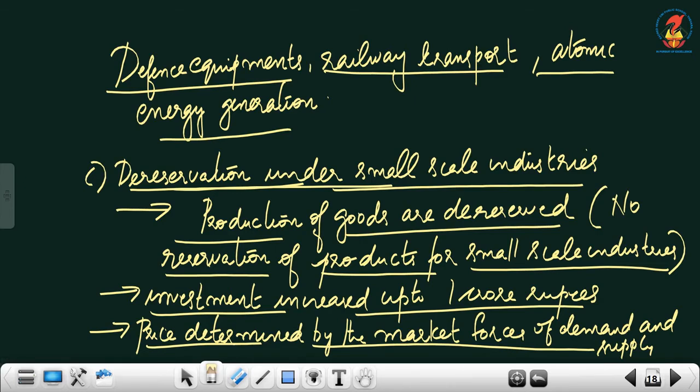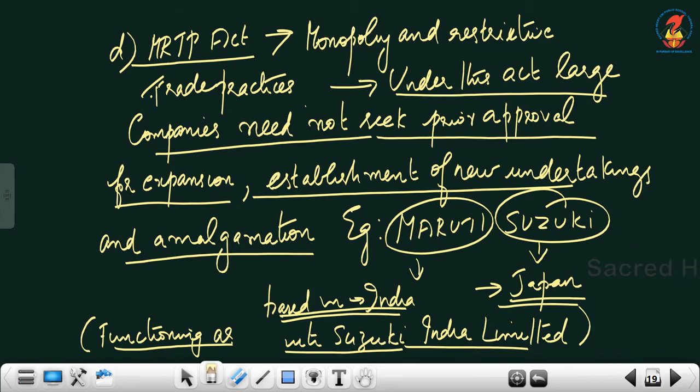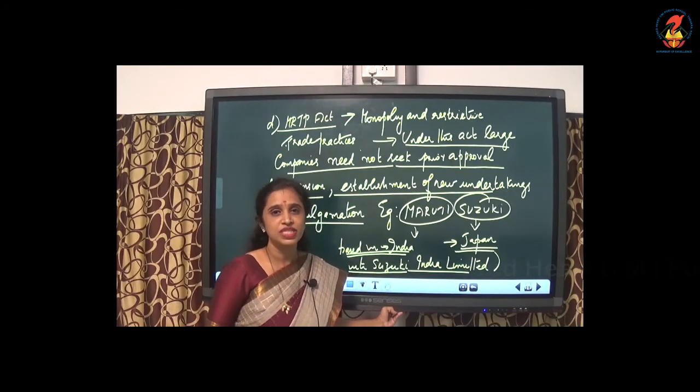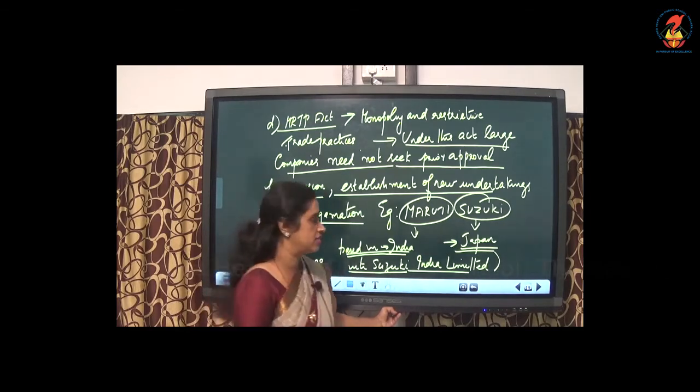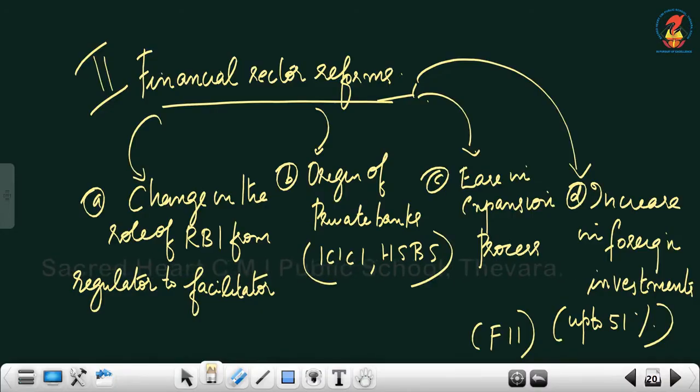There is no reservation of products for small scale industries. And the next point is MRTP Act. All these come under the industrial sector. So the first part of liberalization, the industrial sector, is over. We are moving on to the reforms in the financial sector. So the second one is financial sector reforms.